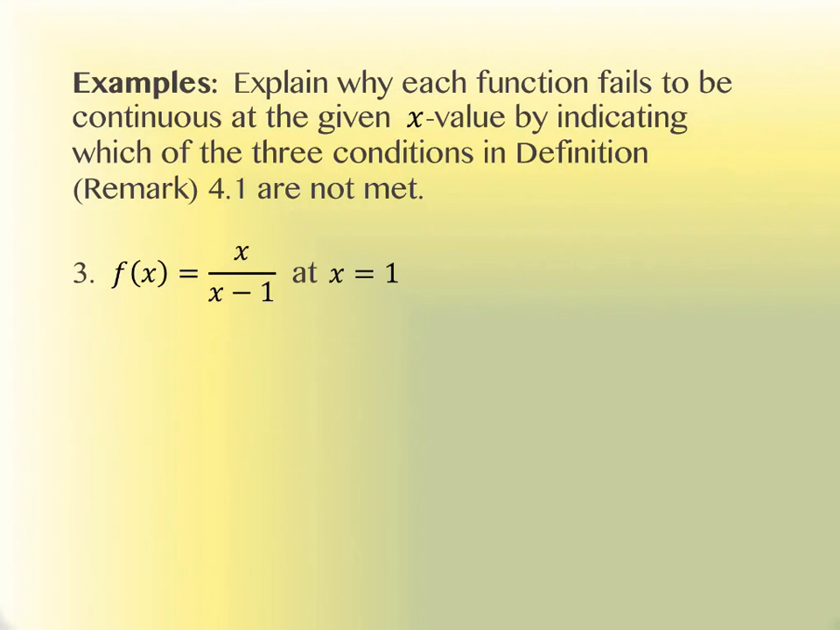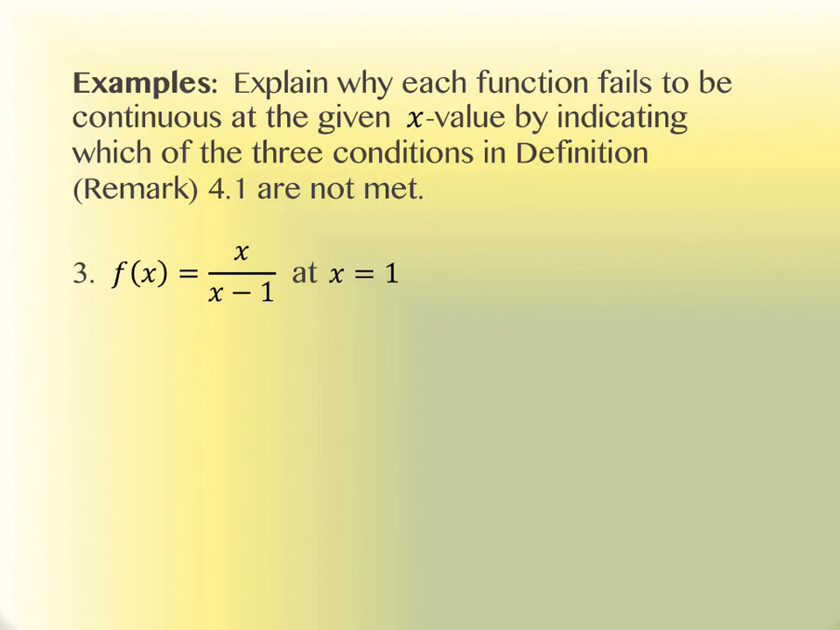So those are the three things that we have to satisfy in order for something to be continuous at a point A. So we're going to take a function now, and we're going to explain why this function fails to be continuous at the given x value. And we're going to do that by indicating which of the three conditions in definition 4.1 are not met. So here's what I've done. When possible, I try to make my directions say exactly what yours will in the book so that you've got a very clean parallel to what's going on.